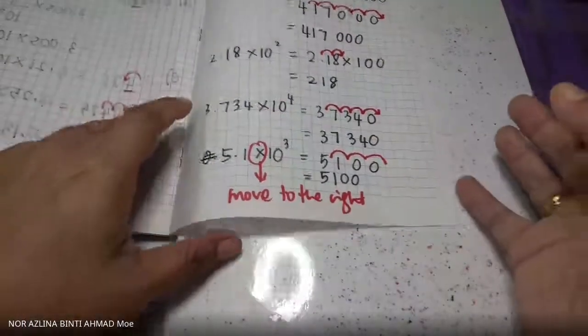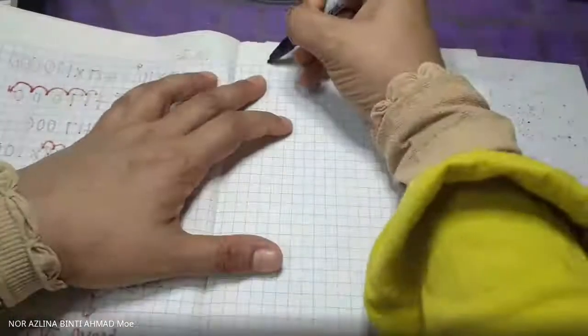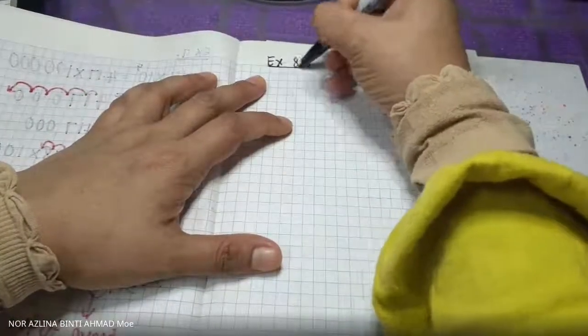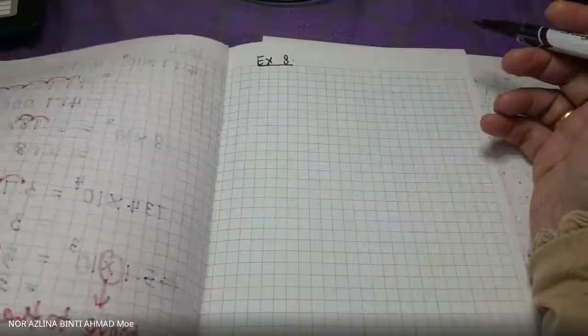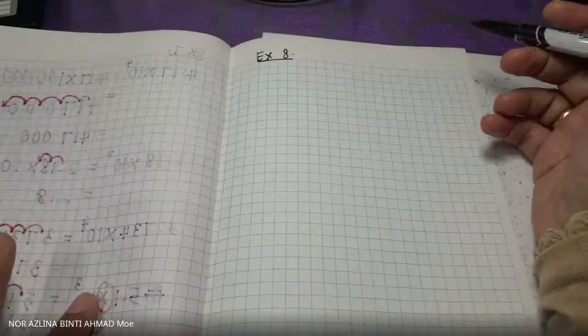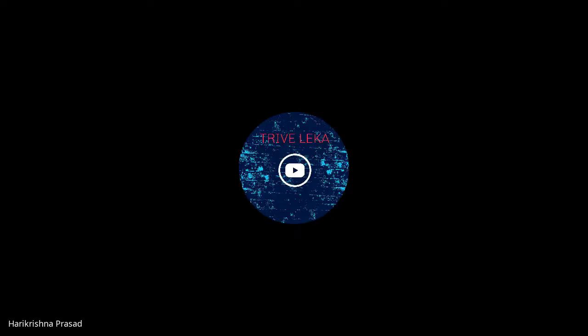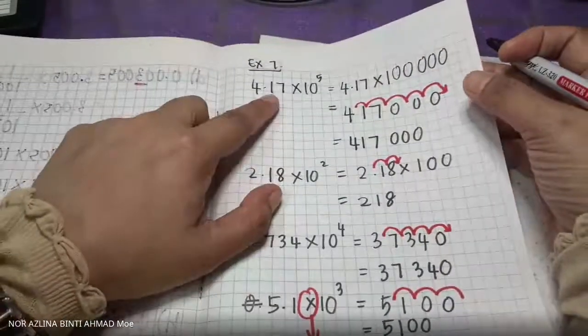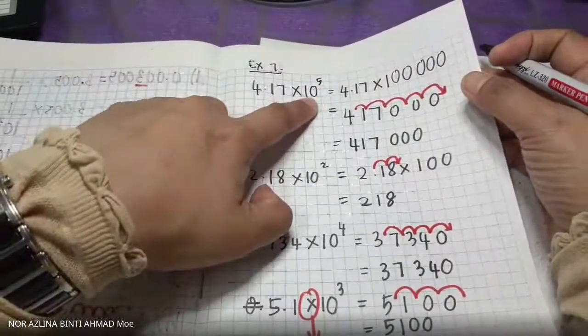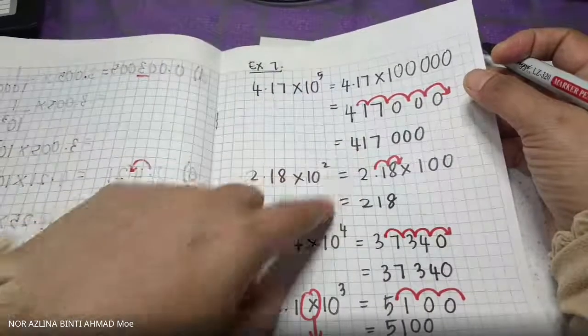Okay, any question? Do you understand example 7? Okay. Now, this is example 7: standard form with positive indices, change to single number. Example 8.